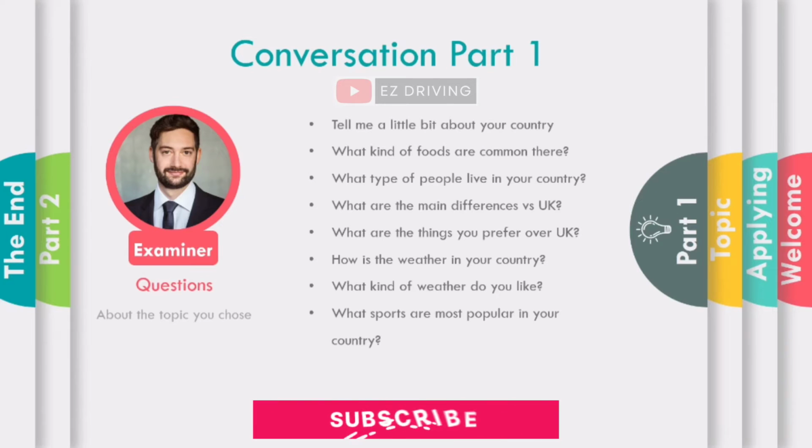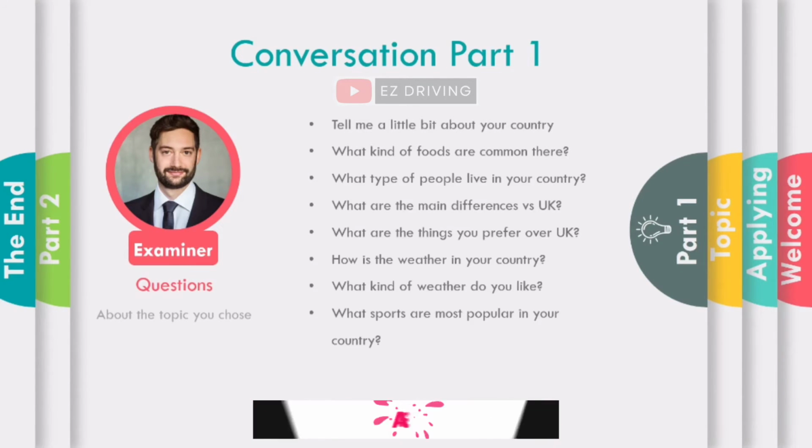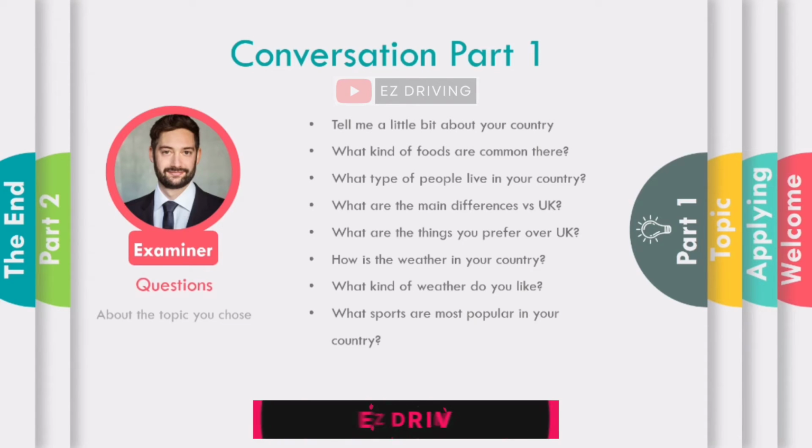Next, he may ask how is the weather in your country, and you can mention the weather like it's very pleasant, usually it's bright and sunny. Next, he may ask what kind of weather do you like, and you can say I like moderate weather when it's not very cold nor hot and there is a little bit of wind blowing. You can mention whatever you want.